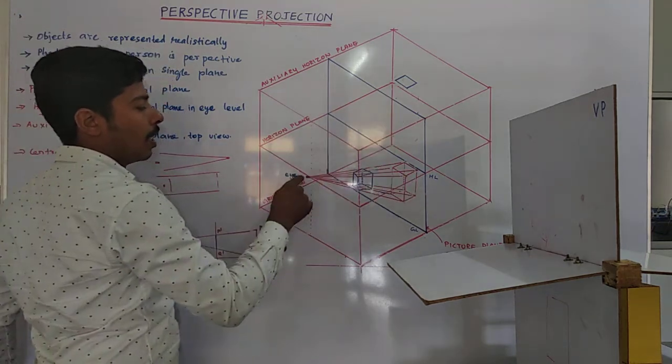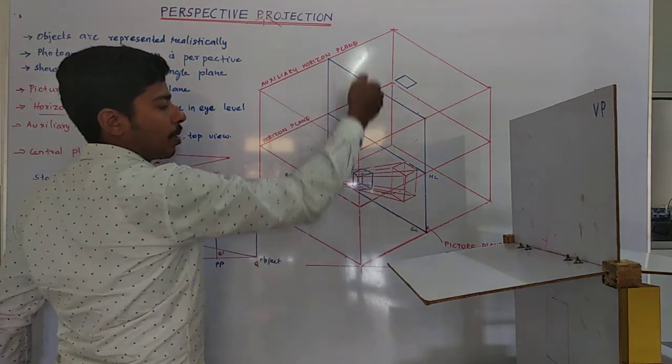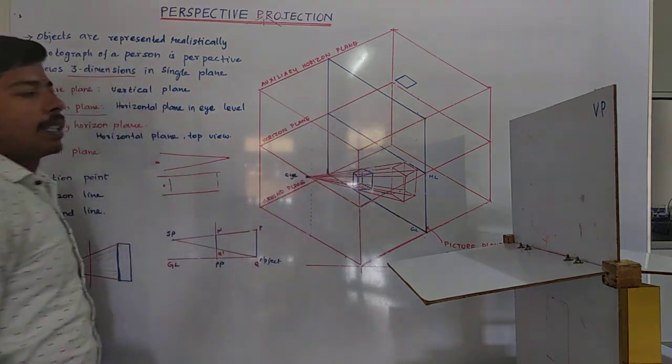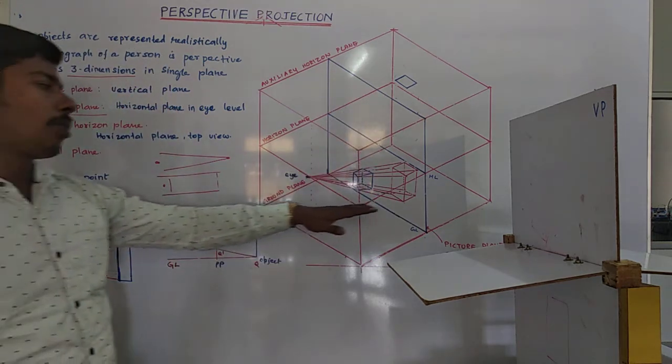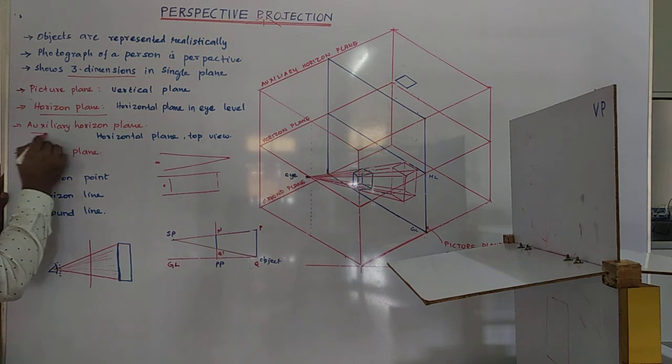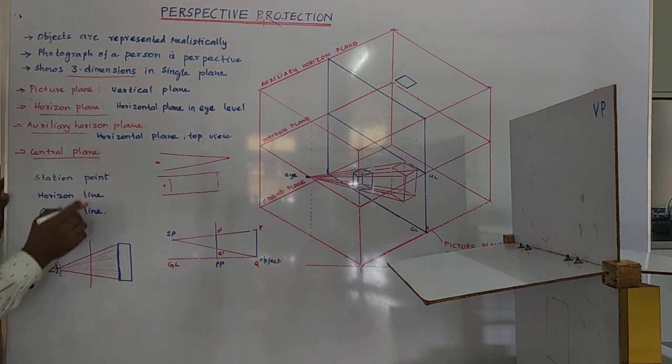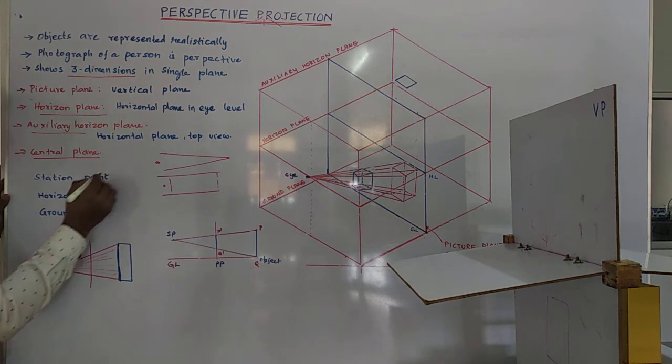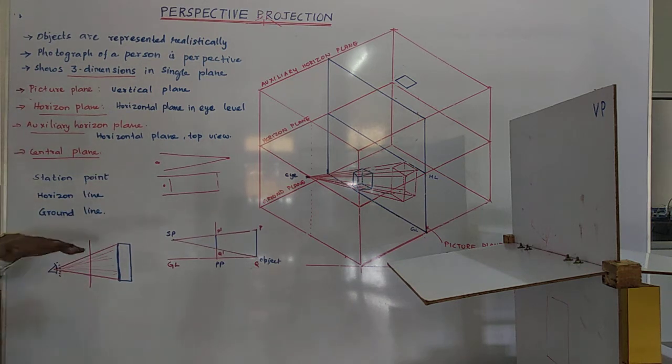So this is the vertical plane. It's an eye, and it's an object. Here the image is obtained on the vertical picture plane. Okay, it's a horizon plane. Then two more planes are there: the auxiliary horizon plane, the central plane, and one more plane, the ground plane. Ground is also there.